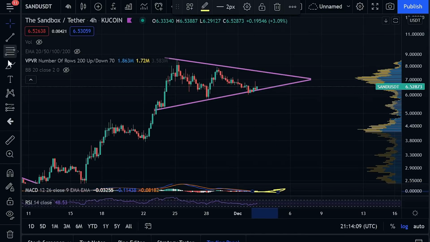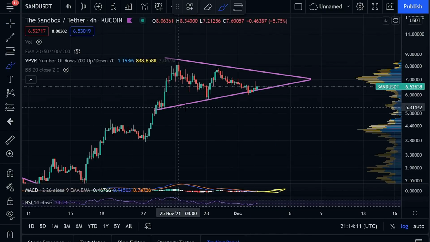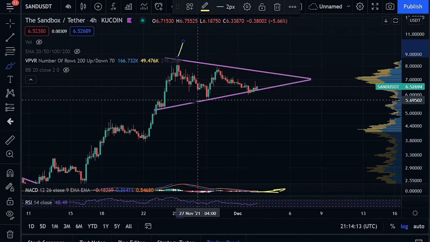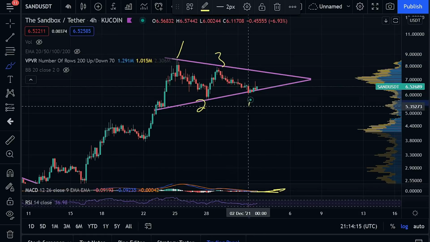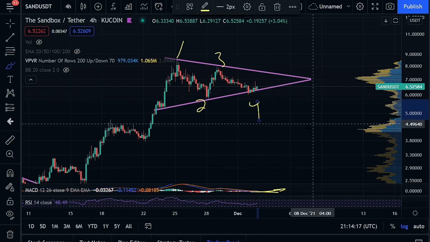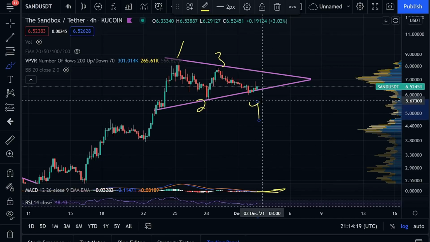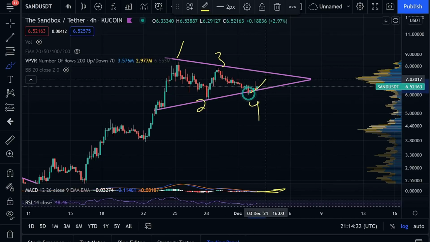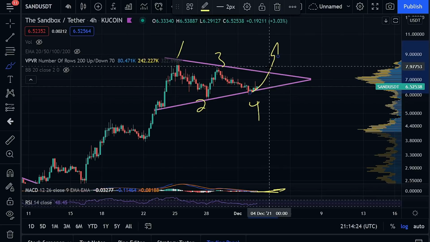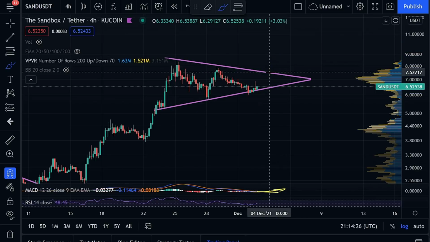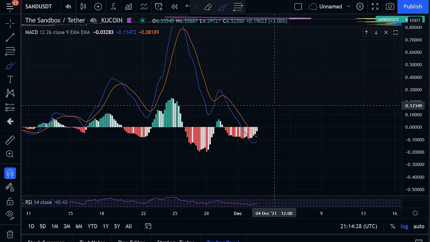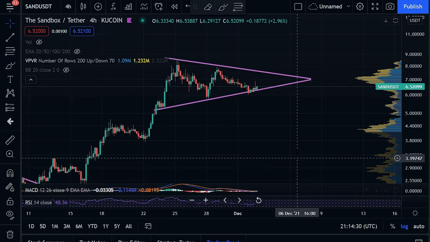I'm under the belief that, considering we are on touch number 4 of the symmetrical triangle, of course, 1, 2, 3, 4, if we get that big bullish cross, that blue-orange cross on the MACD, we will see some type of push up through the top side of the symmetrical triangle. That's just my belief, okay? That's just complete theory. It's not really backed by fact, okay?